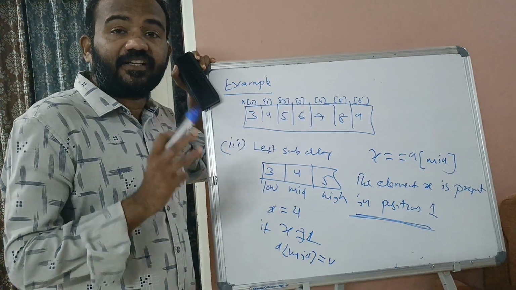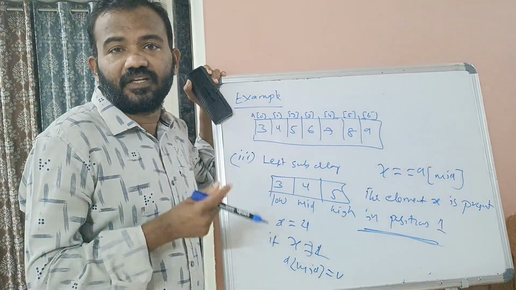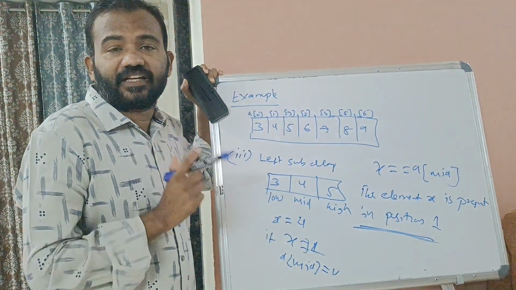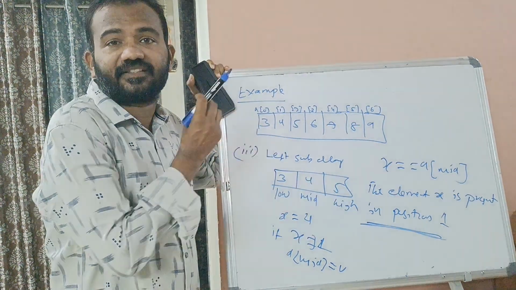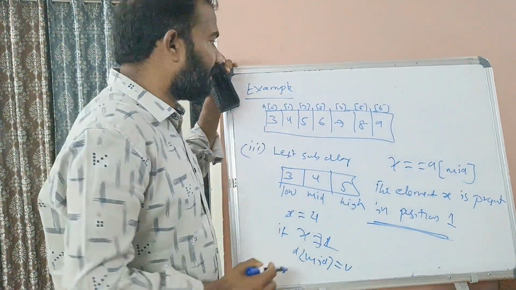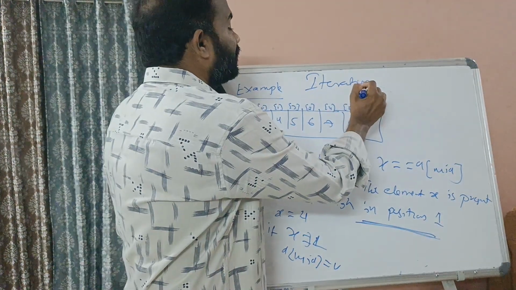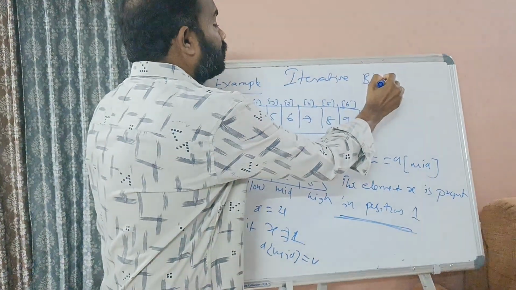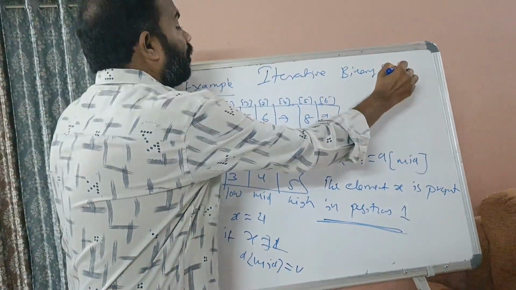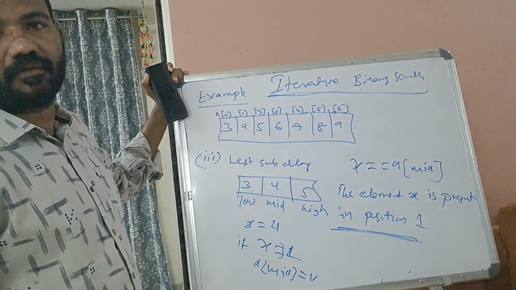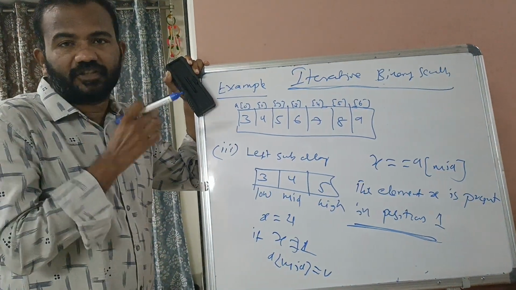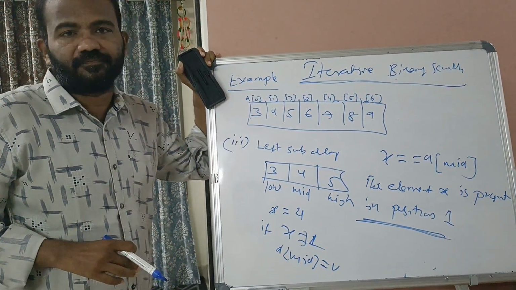Binary search can be done using two methods. One is iterative binary search, the second is recursive binary search. This is called iterative binary search. So this is about iterative binary search.